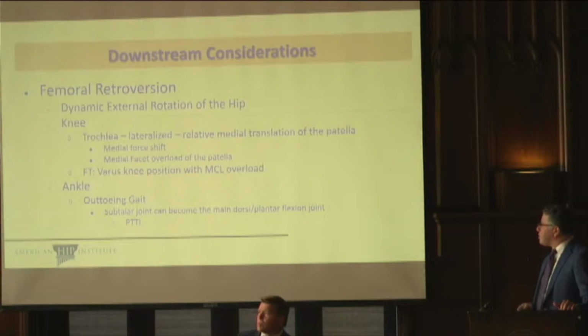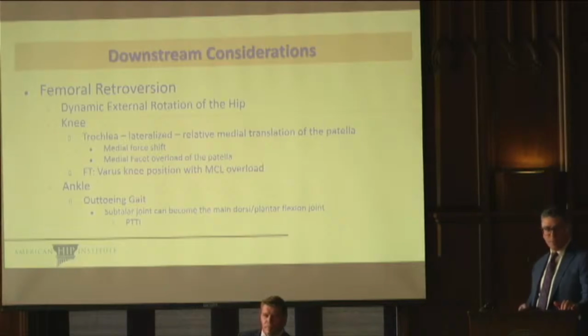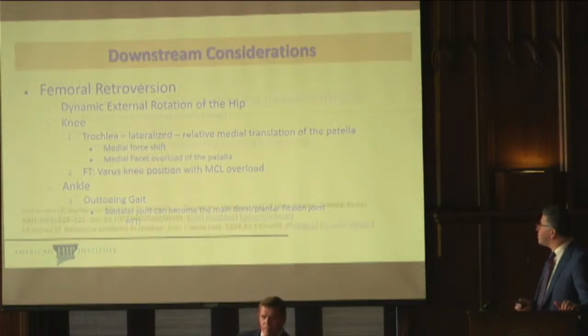With femoral retroversion, we see the opposite: dynamic external rotation of the hip. We see a lateralized trochlea with relative medial translation of the patella, which can cause medial foreshift, medial patellar facet overload, as well as varus knee position with MCL overload. And at the ankle, we see now out-toeing gait, and in extremes, what happens with that is that the ankle is no longer in the normal plane of motion, and patients can rely on their subtalar joint to work as their primary ankle dorsiflexion, plantar flexion moment, which can cause posterior tib tendon insufficiency.